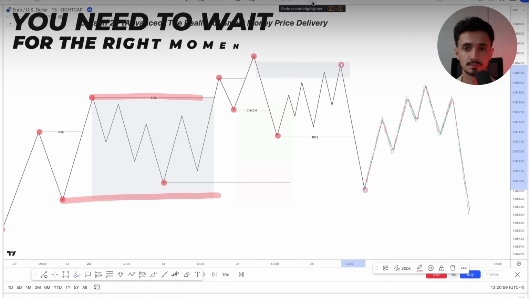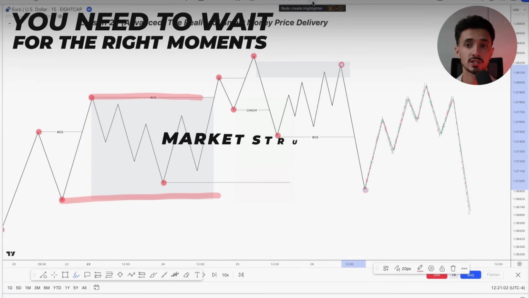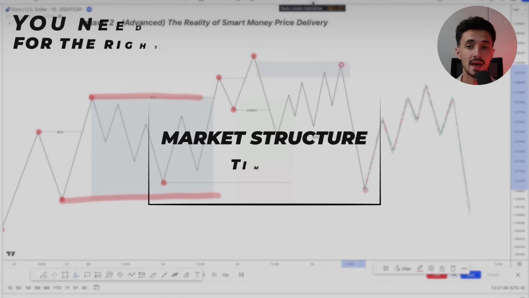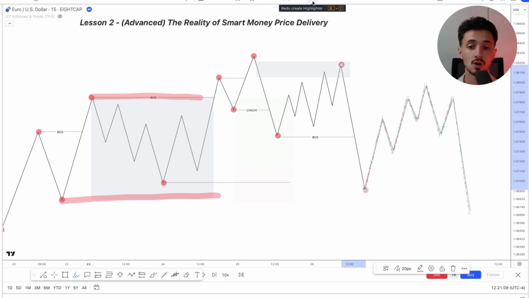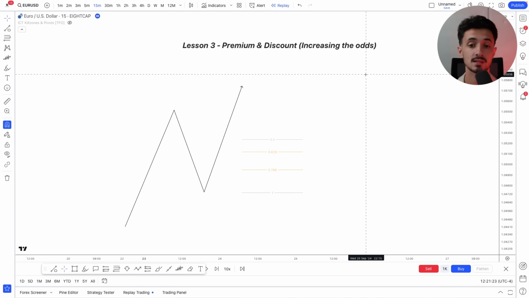You need to wait for the right moments. Market structure is incredible, but it has to be paired with timing. You have to understand when is the right time to act. When are we in the important areas? Which gets me on to lesson number 3. Lesson number 3 is all about increasing the odds with the concept of premium and discount. Again, it's a very, very simple lesson, so stick with me.